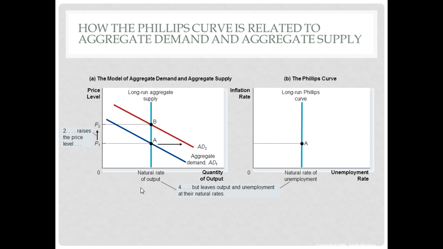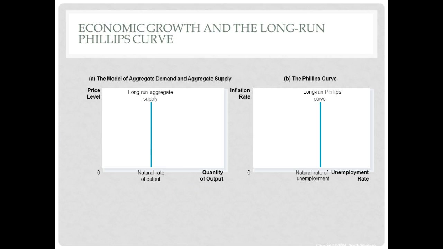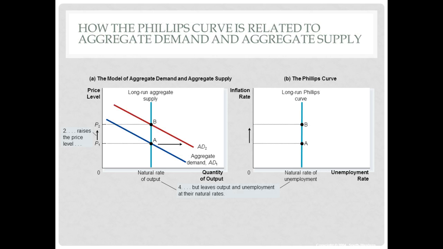Because that's true, what Phillips noted was that when you increase aggregate demand in the long run, your inflation rises, but your natural rate of unemployment does not. Your inflation rose from inflation rate here to inflation rate here, but your unemployment rate did not change at all. That doesn't surprise anyone, I don't think, if you've been paying attention to what the long run actually looks like.